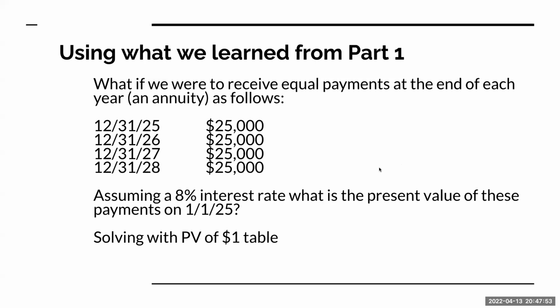So what we learned from part one is that if we have a future dollar amount being paid, that is not the same as a payment being made today. So what if, instead of getting one lump sum, we were to be getting equal payments at the end of every single year, what we call an annuity? And what if those payments are being made as follows? What is the value of those four $25,000 payments today, which we will say is January 1st, 2025.